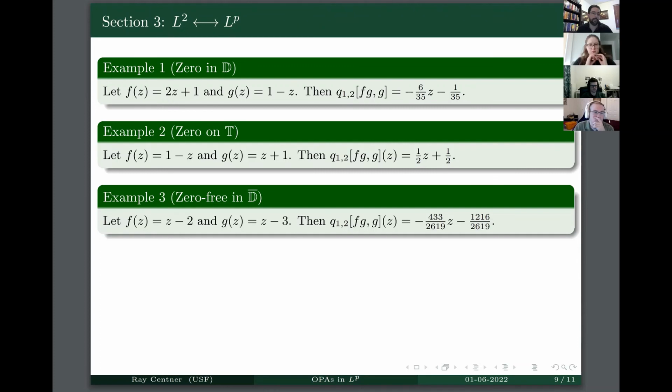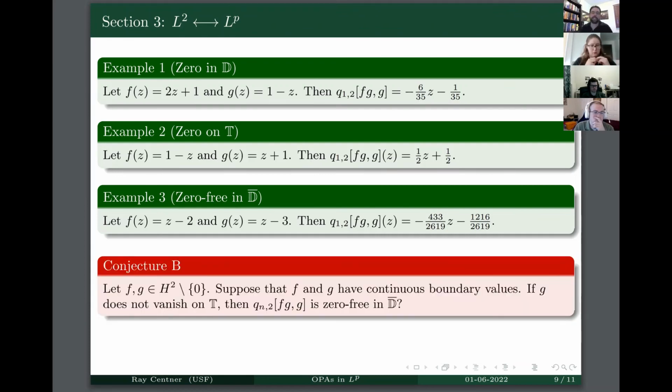So from these three examples, but also other examples that I've done, not necessarily with polynomials, it seems to be that the behavior of the function g on the boundary is what's giving us the undesirable properties. So I'd like to at least state this conjecture.